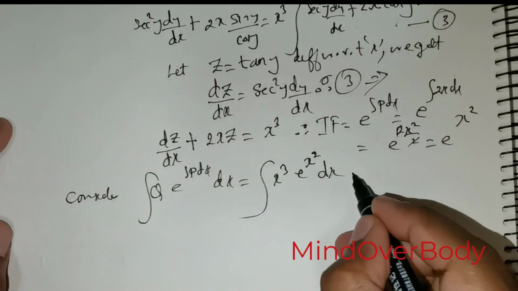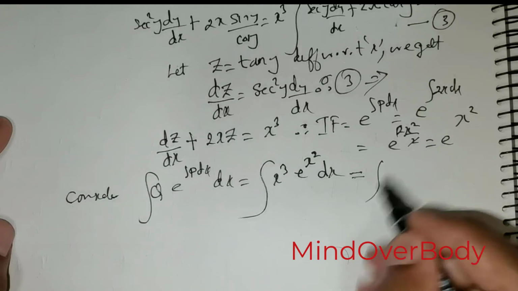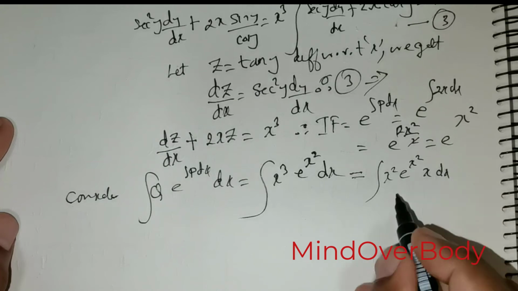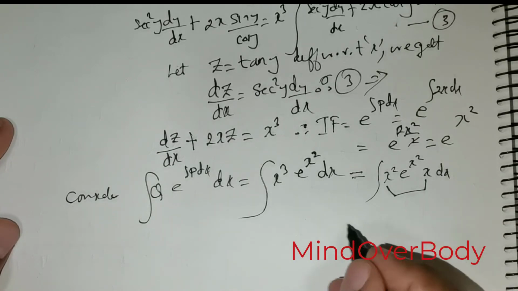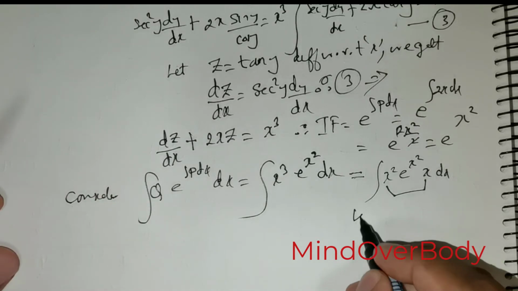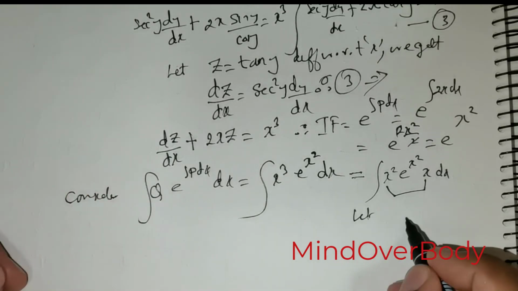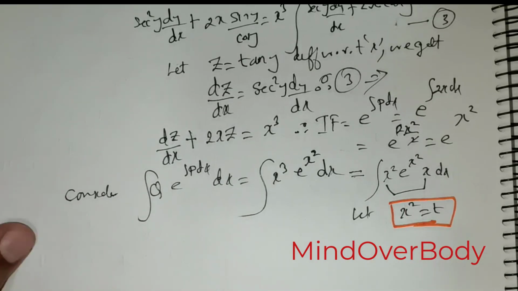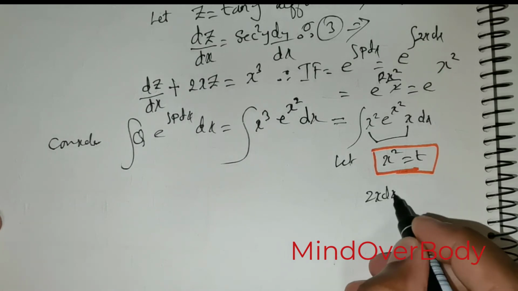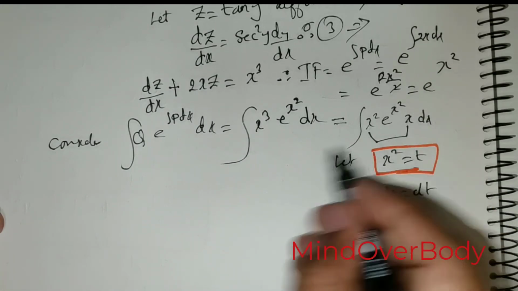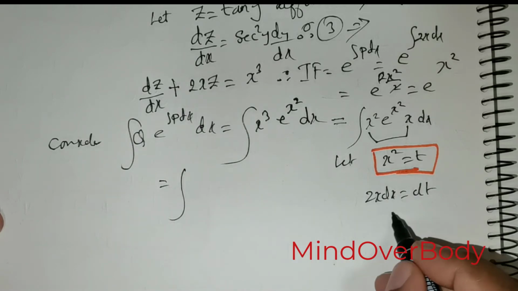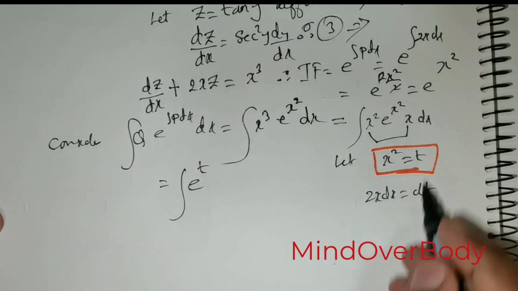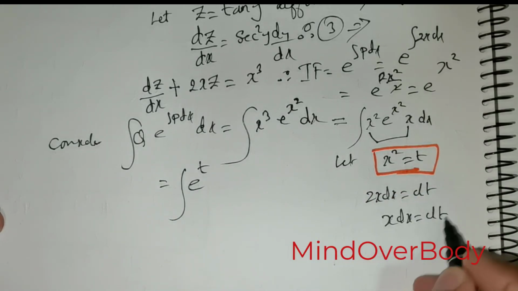Now to integrate this, I'm going to rewrite it as the integral of x squared times e raised to the power of x squared times x dx, because x squared times x will give me x cubed. Now with regard to the substitution, let x squared be equal to t. With this substitution you get 2x dx equal to dt. So e raised to the power of x squared becomes e to the t, and x dx is equal to dt over 2.